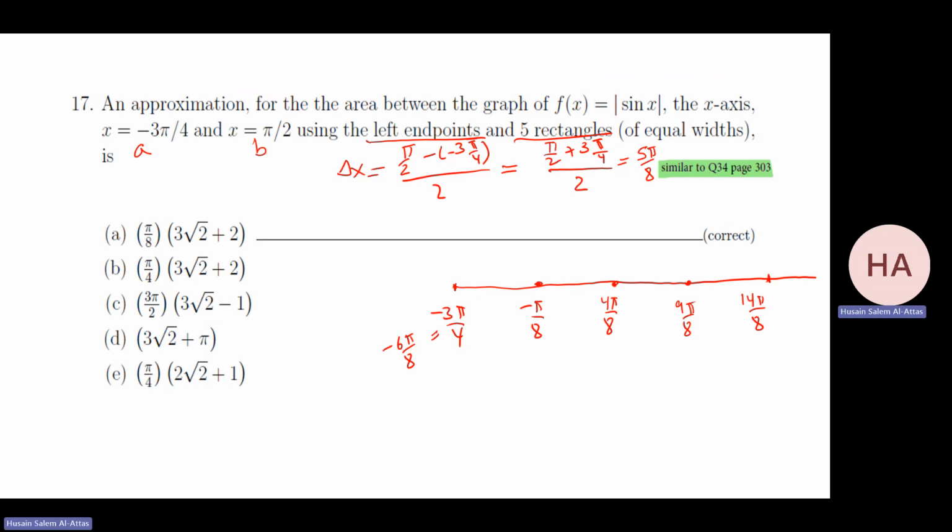I made a mistake somewhere. That will be 5 pi over 8, so that should give me pi over 2 at the end. How does it come? I need how many rectangles? 5 rectangles. So pi over 2 plus 3 pi over 4 is 5 pi over 4, over 2, 5 pi over 8. I'm starting with minus 3 pi over 4, which is minus 6 pi over 8.